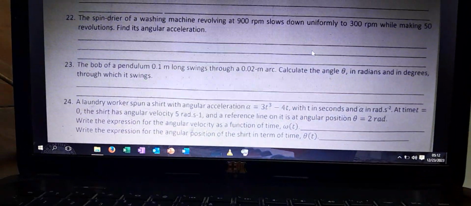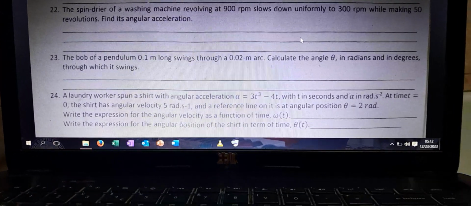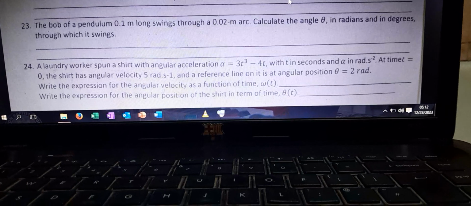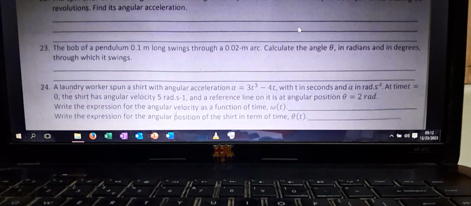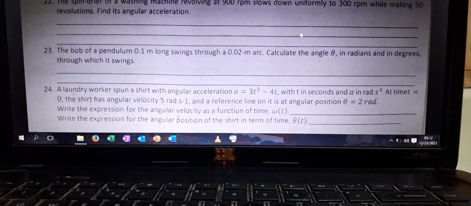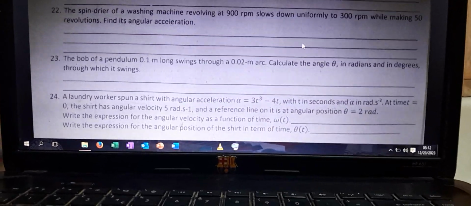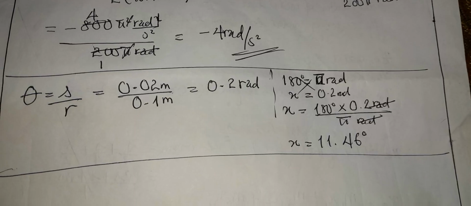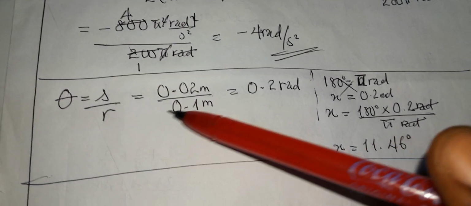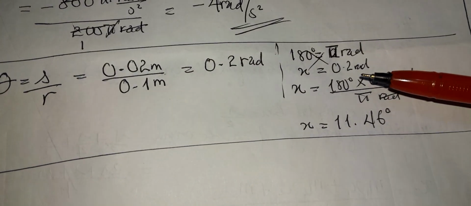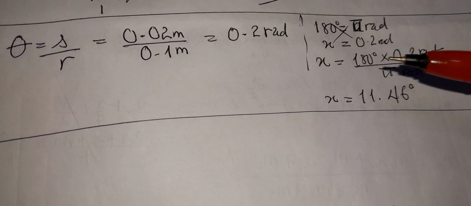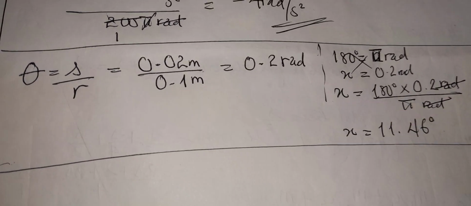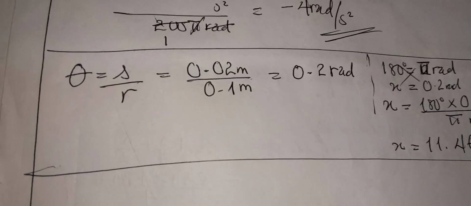Right, second to the last question. All right, the formula to use is theta equals s over r, where s is the arc length and r is the radius, and then we'll just simplify and then convert. Right, so this is what it will give us, and then we converted rad to degree because the question said we should leave our answer in radian and then in degree. So that will be all concerning question 23.